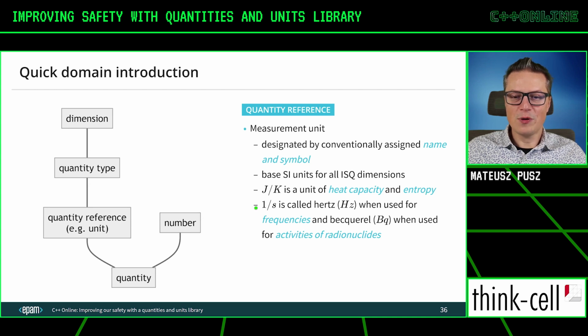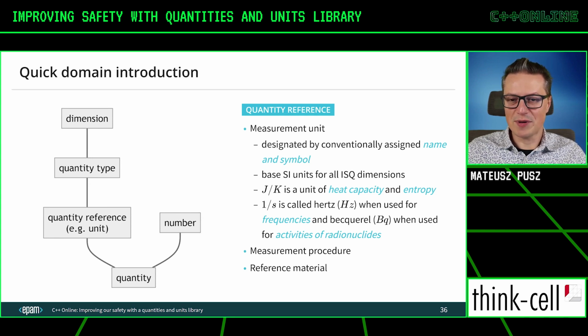But for example, if we talk about 1 per second in terms of frequency, we always should name it Hertz. But when we talk about 1 per second in terms of activity of radionuclides, then we should name this unit becquerel rather than Hertz or 1 per second. Right? So the unit sometimes has a different name for different kinds of quantities, even if the dimension is the same. And besides measurement units, a quantity reference may also be a measurement procedure or reference material, but typically we don't care about this too much in C++ projects.